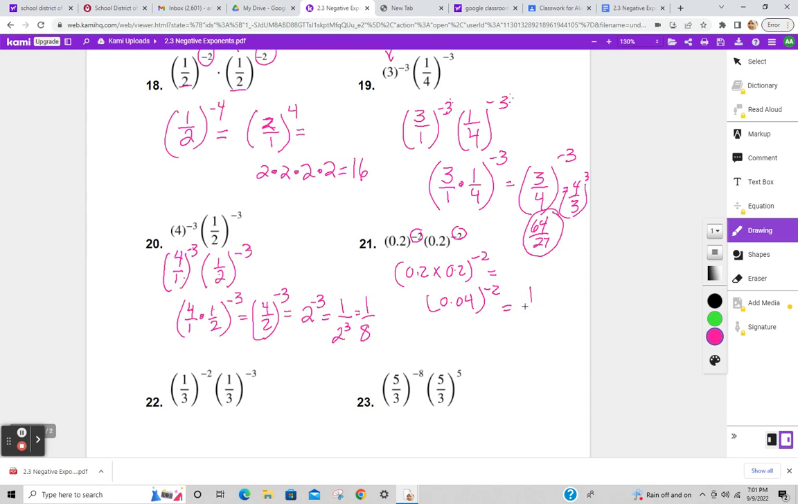And then that's the same thing as 1 over 0.04 squared. And then we can simplify that to give us 1 over 0.0016.